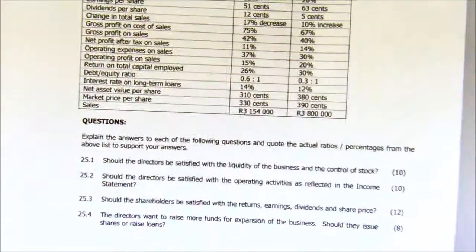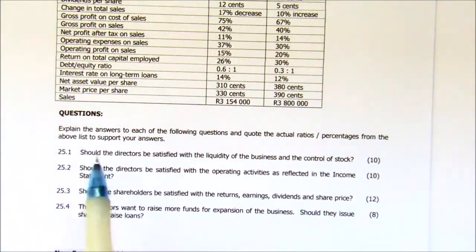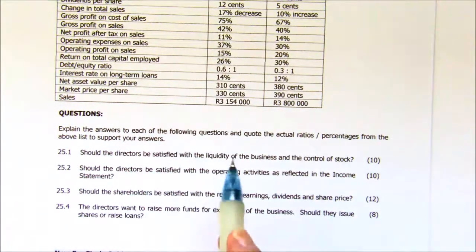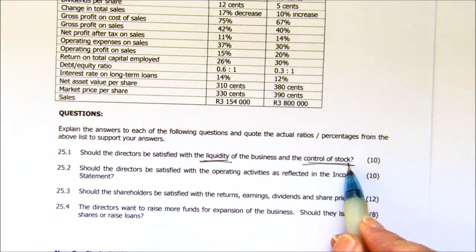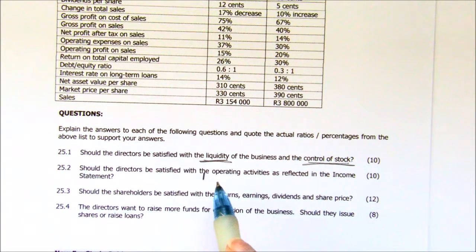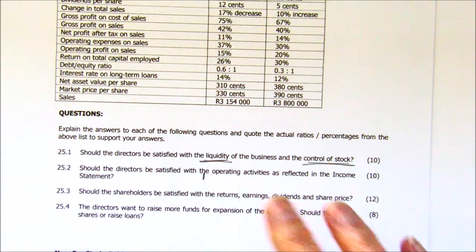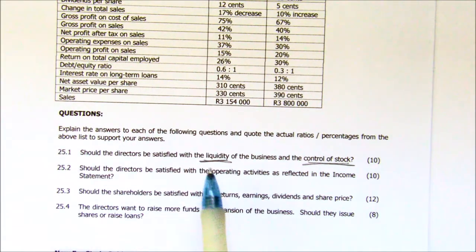And the first of the questions we're going to look at asks us, should the directors be satisfied with the liquidity of the business and the control of stock? So take note, there are two aspects that you have been asked to comment on. And so you need to look at liquidity and stock.